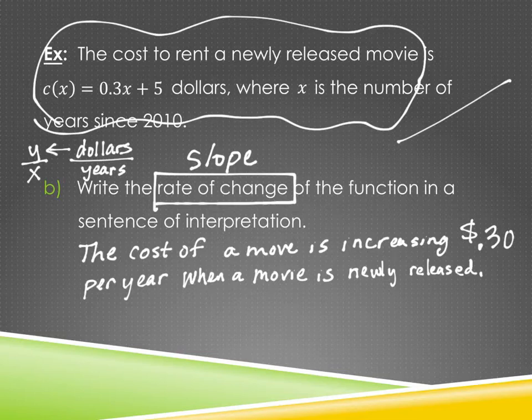Those kinds of things. So in this example, the name of the equation is C of X. And then the description for the output is 0.3x. No, that's the equation. The description for the output is dollars. Dollars is the description of the output, and then the number of years since 2010 is the description of the input. Okay, one more part to this problem.